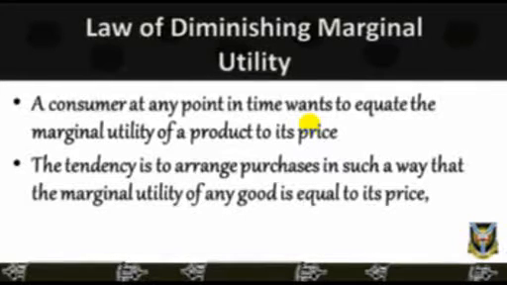A consumer at any point in time wants to equate the marginal utility of a product to its price. If the marginal utility of a commodity were above the price paid for it, it means the consumer valued the extra unit more than he had paid for it. Hence, he or she will increase purchases of more units of the commodity. Therefore, the tendency is to arrange purchases in such a way that the marginal utility of any good is equal to its price.